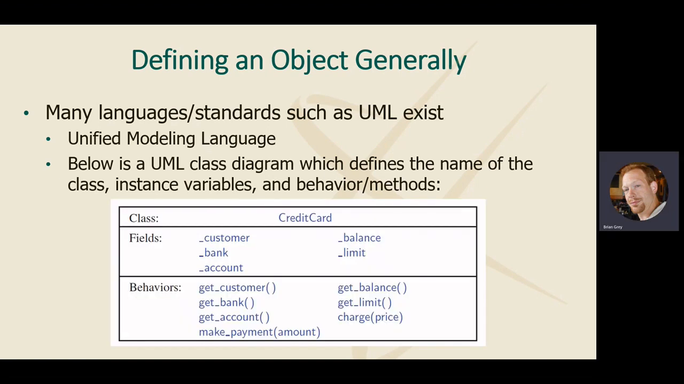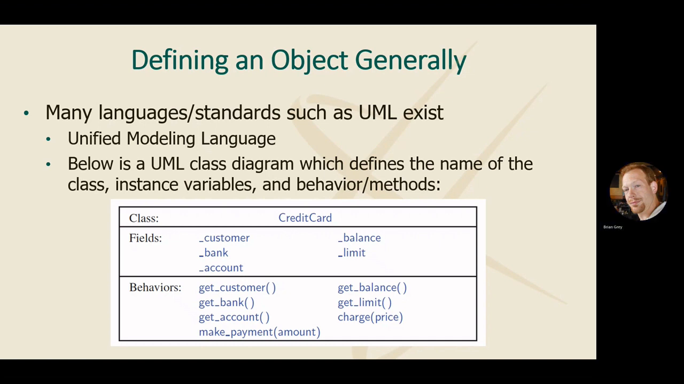And the example we have here is a credit card. So our credit card class is defined as having the following fields. And these fields can be thought of as the aspects that define the class. Okay. So we have things like customer, right? Credit card has a customer name on it.